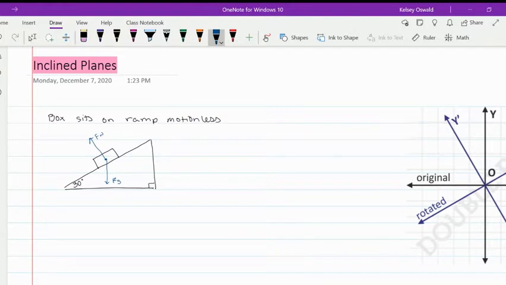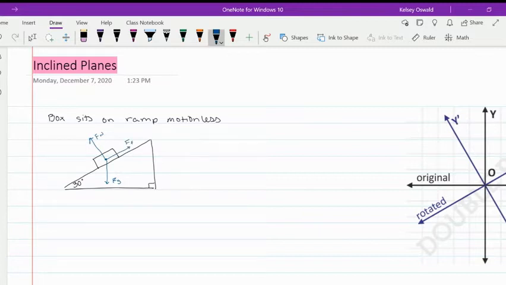And then if it's sitting motionless, that means I need something acting on this block, preventing it from sliding down. And that's going to be my force of friction. Remember, friction always points parallel to our surface, opposite the direction of intended motion. So here, our block would want to slide down, which means my force of friction is then going to point uphill.